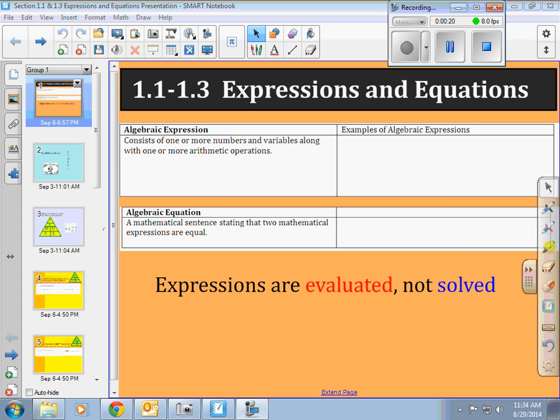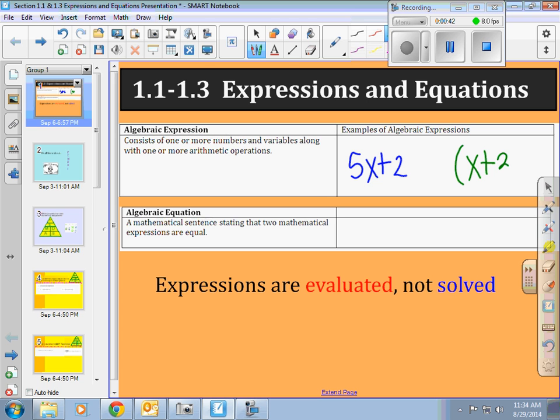So an algebraic expression consists of one or more numbers and variables along with one or more arithmetic operations. So one example of an expression would be 5x plus 2. It has one or more numbers or variables, and also it has an operation of addition. Another example would be the quantity x plus 3 squared. Those are both examples of expressions.